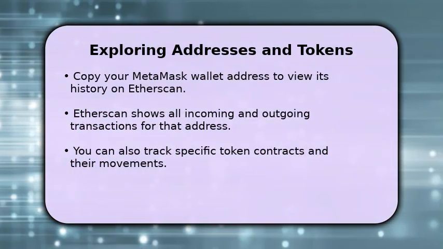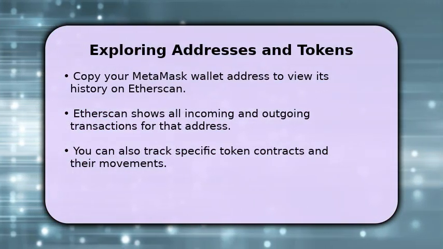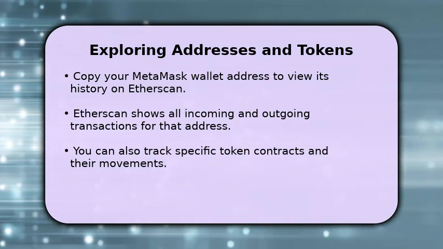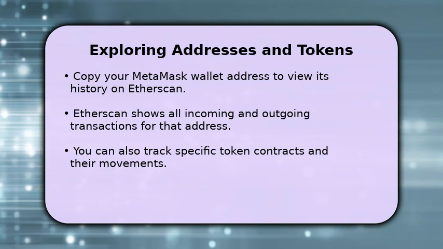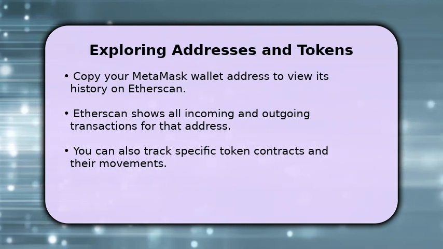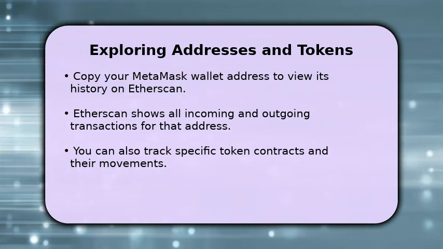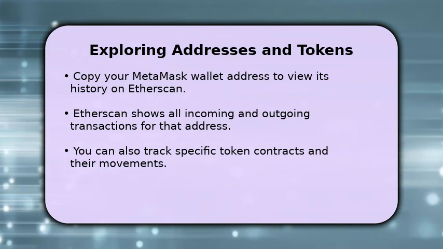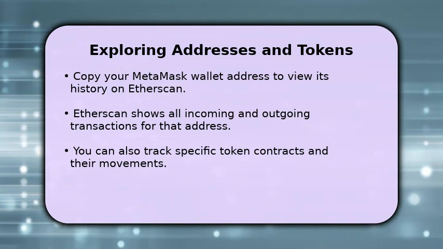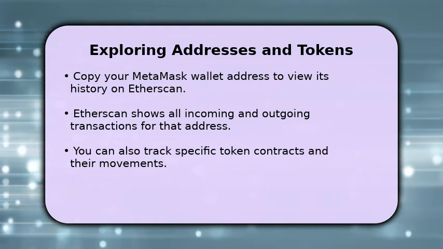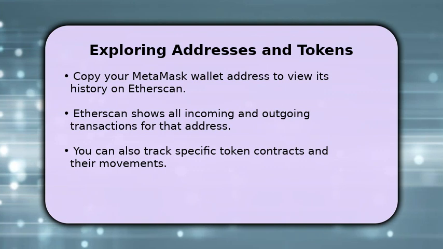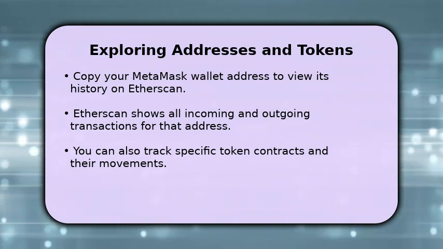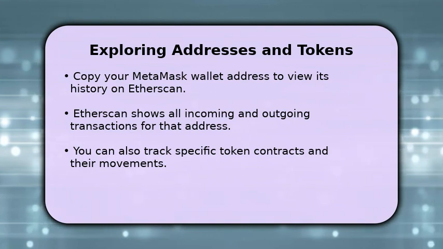Beyond individual transactions, Etherscan allows you to explore your entire wallet address history. Simply copy your public MetaMask wallet address and paste it into the Etherscan search bar. You'll then see a complete overview of all transactions associated with that address, including token balances and interactions with smart contracts. This powerful tool provides full transparency into your digital assets, helping you monitor your portfolio and understand your on-chain activity with great detail.